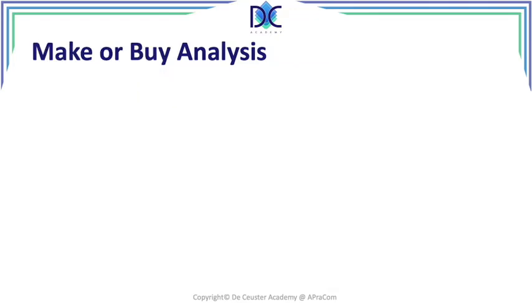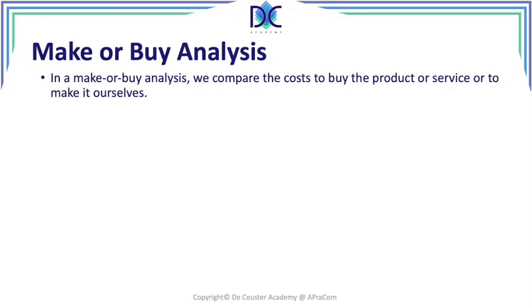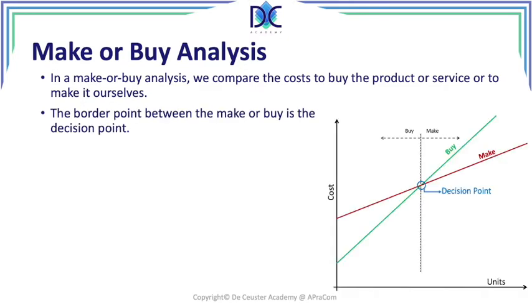We can do the same, what we call a make or buy analysis. Here we compare the cost to buy the product or service or to make it ourselves. When we look at this, we see the 2 elements here. Here we have the green curve, which is the cost curve to buy, and the red line is the cost curve to make the goods. And there is a decision point, which in fact is the difference between buy or make. And when we're at the left of the decision point, we will buy it. When we're at the right side, we will make it.